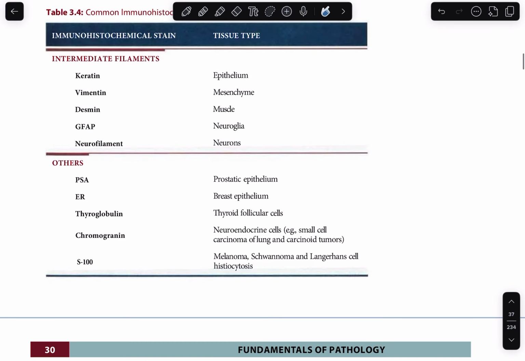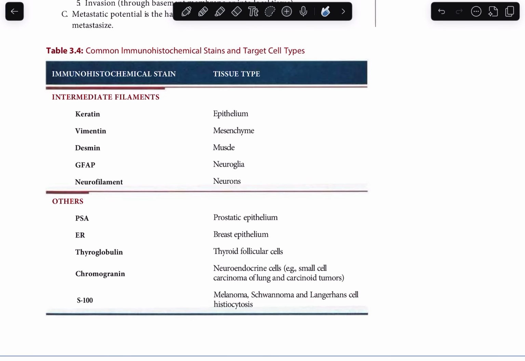Alright, so we have another graph. It is labeled common immunohistochemical stains and target cell types. The left column is the immunohistochemical stain, and the right column is the tissue type. We have the intermediate filaments. The stain for keratin is for epithelium. Vimentin is for mesenchyme. Desmin is for muscle. GFAP is for neuroglia. Neurofilament is for neurons.